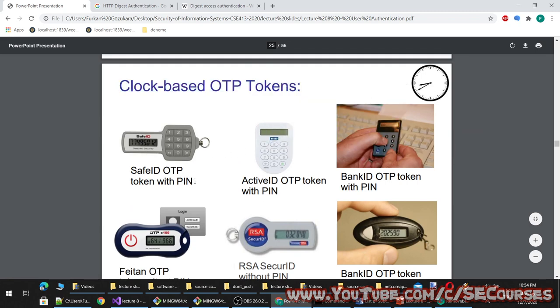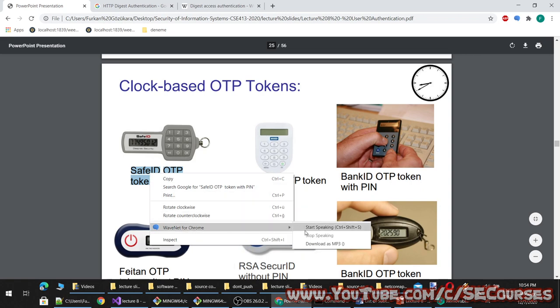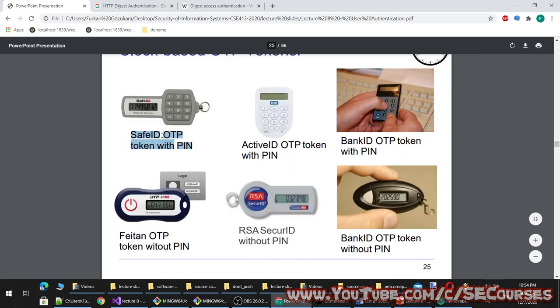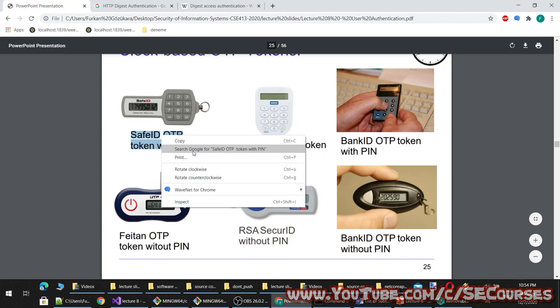Clock-based OTP tokens. SecurID OTP token with PIN. Okay, let's check this out.